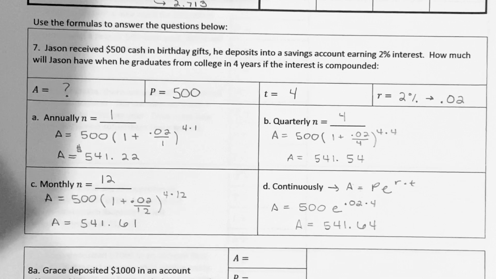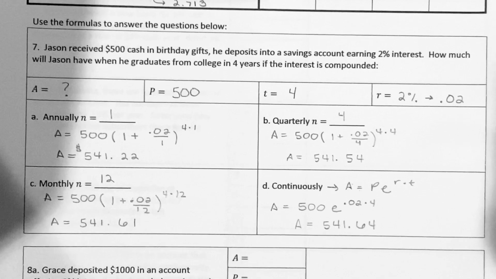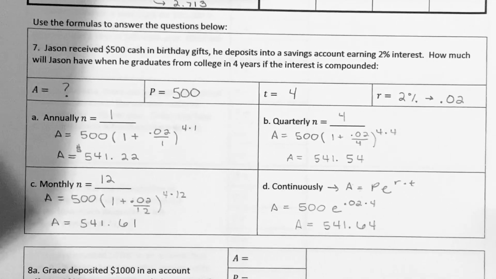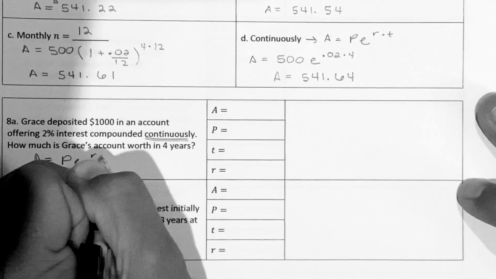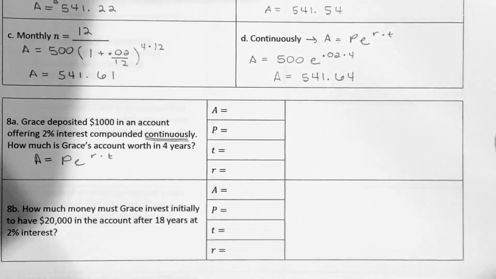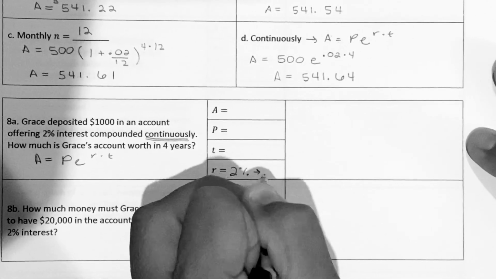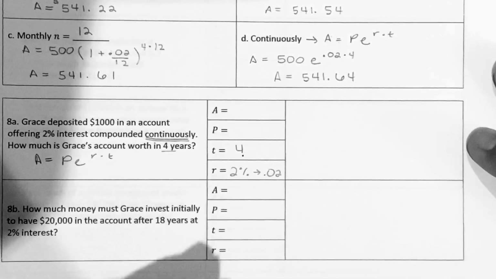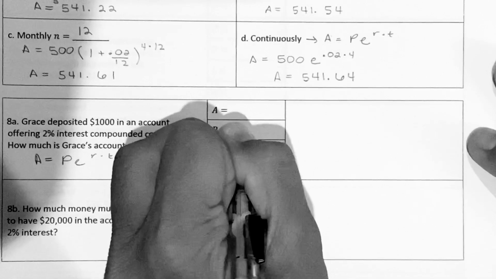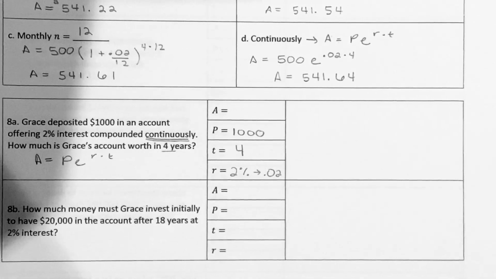All right. Grace deposited $1,000 in her account, offering 2% interest compounded continuously. That's important because that tells you what formula to use. A equals P E raised to the R times T. 2% is our rate, which is 0.02. The time is 4 years, and she put $1,000 in the account. So she started with 1,000. We're gonna see how much she has at the end.